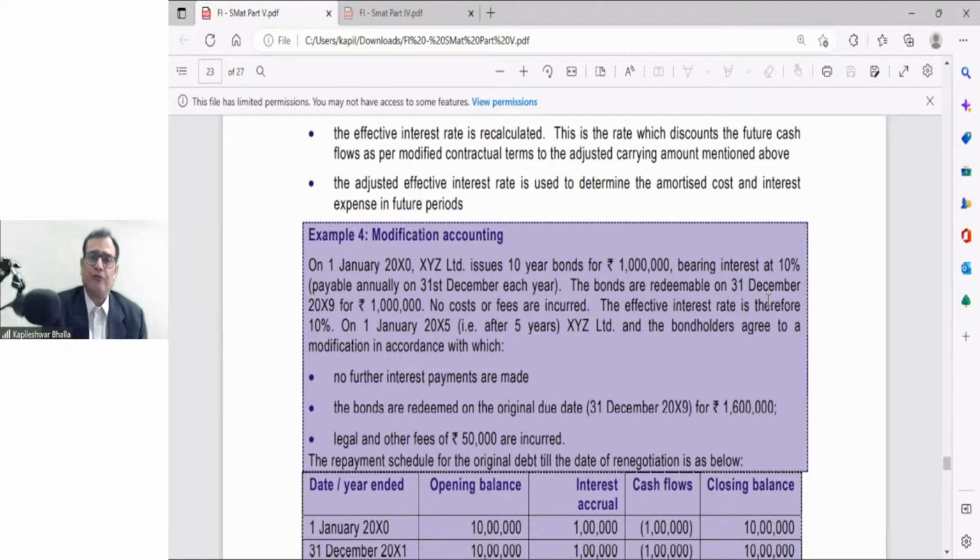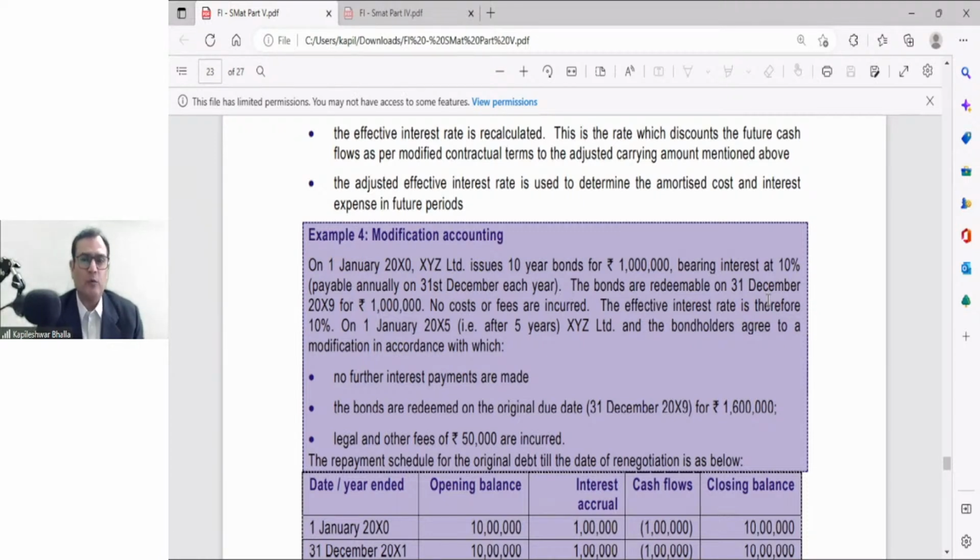And then it says on 1st January X5, after 5 years, the bondholders agree to a modification as under. No further interest payments are to be made, and the redemption continues to be on the original date, and now the amount going to be paid is 16 lakh. And we are given that legal and other fees incurred are 50,000.